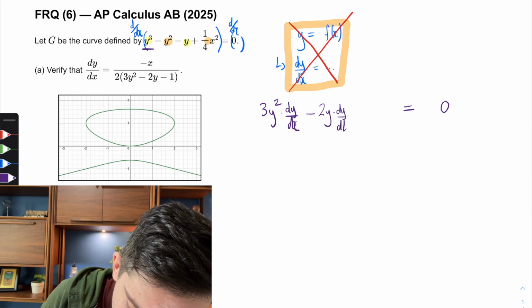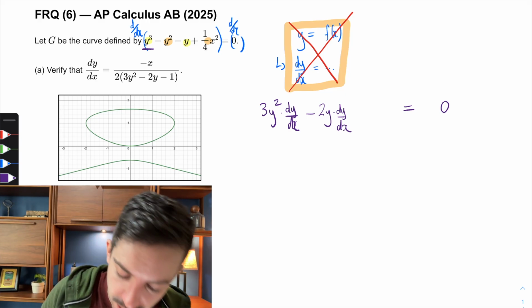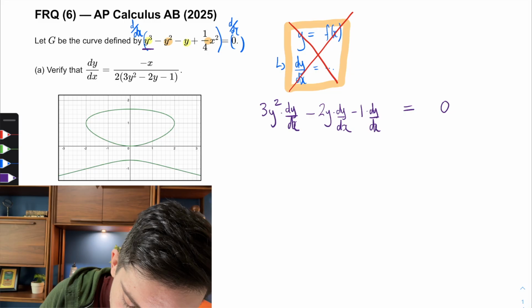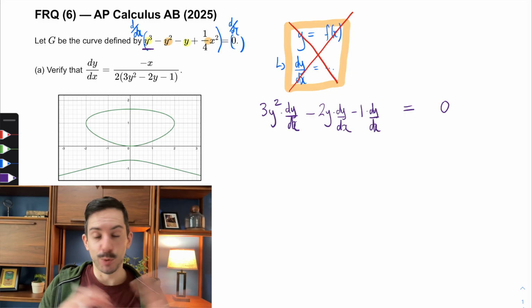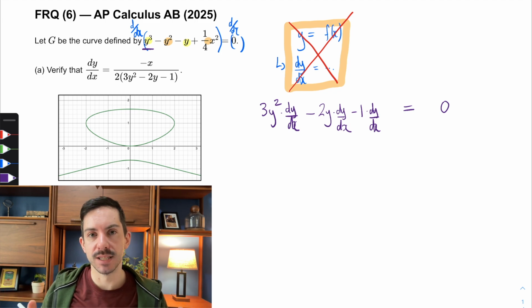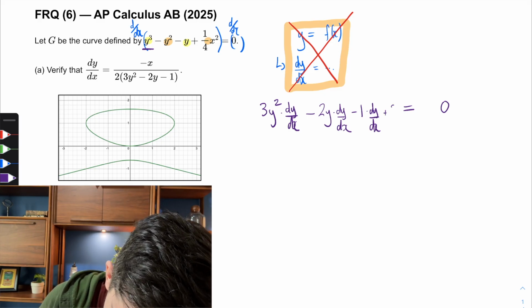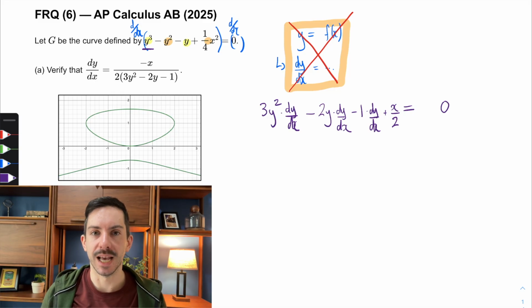Need to multiply by dy by dx. And that minus y will become minus 1 times dy by dx. Then I get that nice term, purely in terms of x. x squared will give me 2x as a derivative, and so I get plus x over 2, because the 2 cancels with the 2 in the denominator.